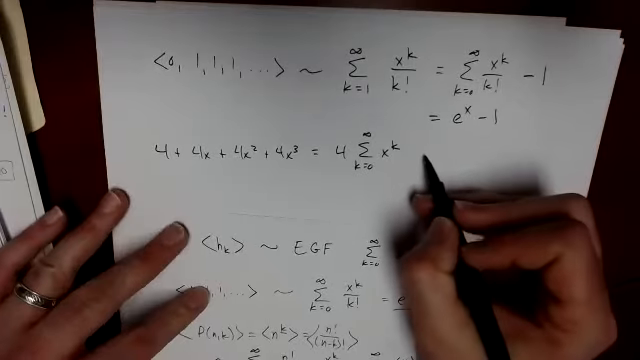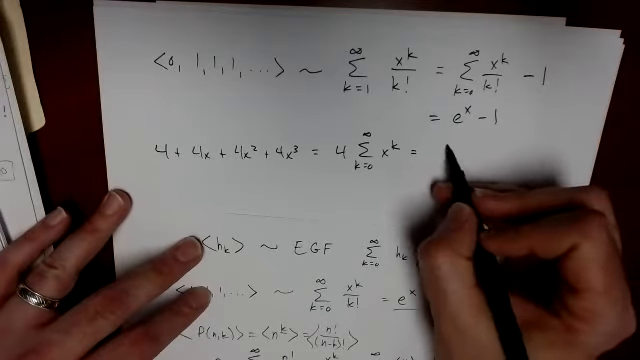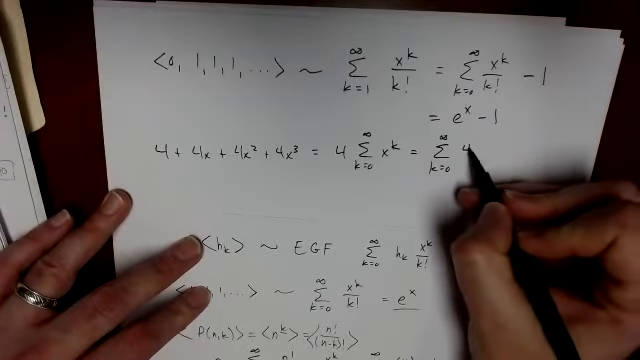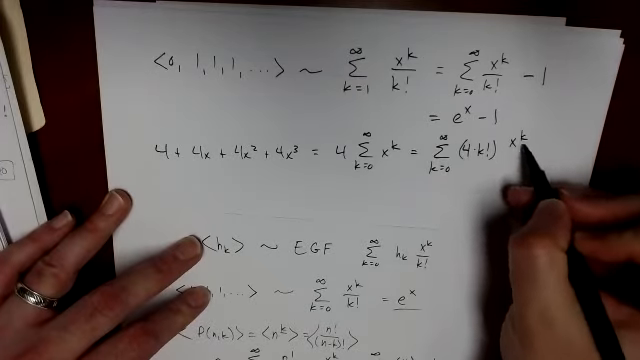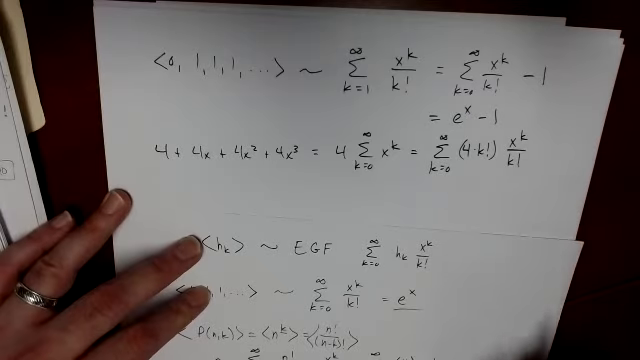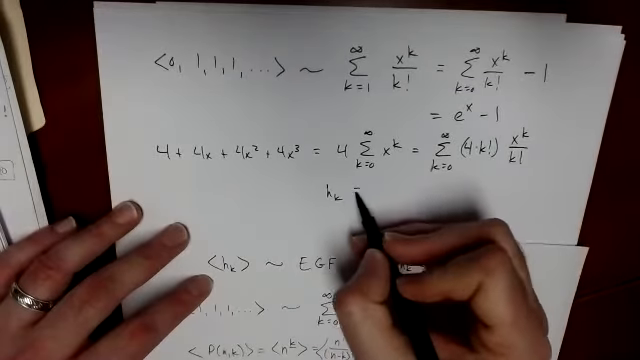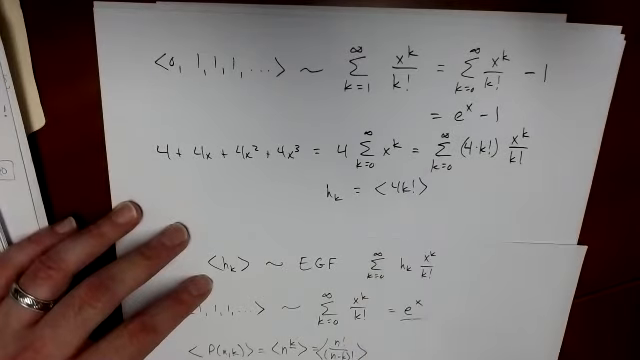And then in order to figure out what this sequence is, I need to write it in exponential generating function form. So I'm actually going to put the 4 on the inside so we don't lose it. 4 times k factorial times x to the k over k factorial. So here my sequence h_k is 4 k factorial.